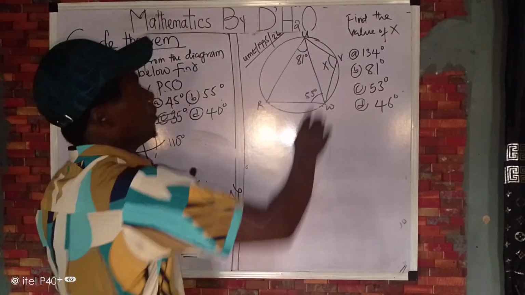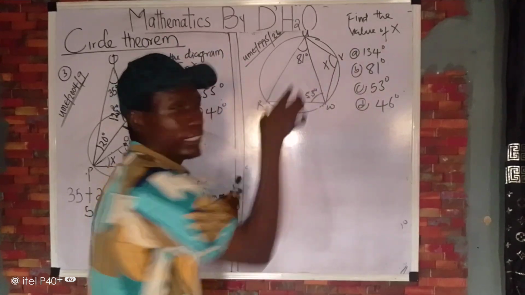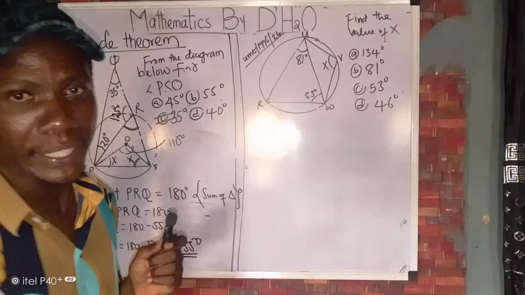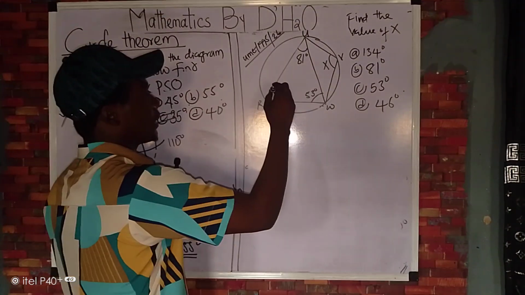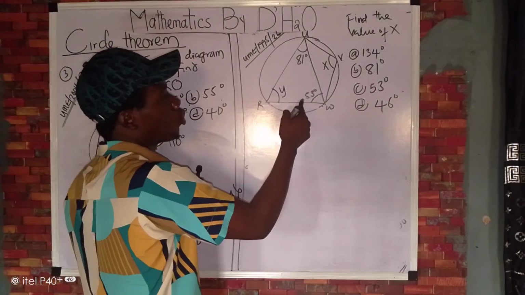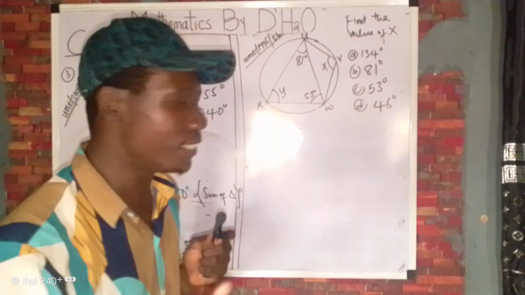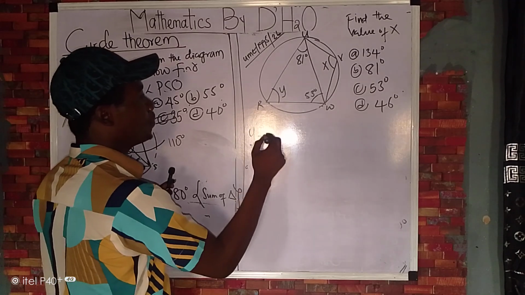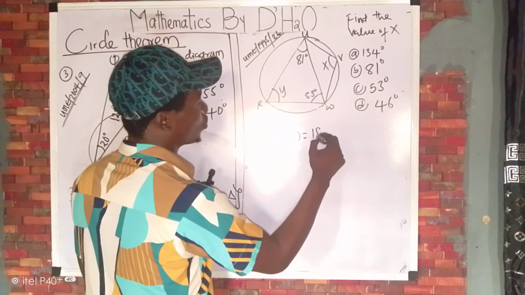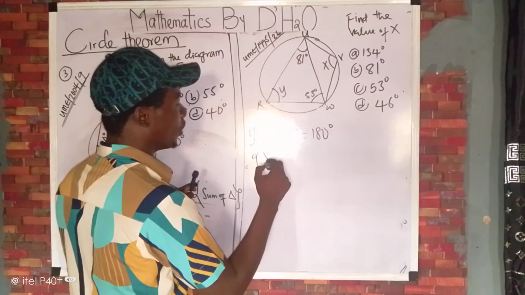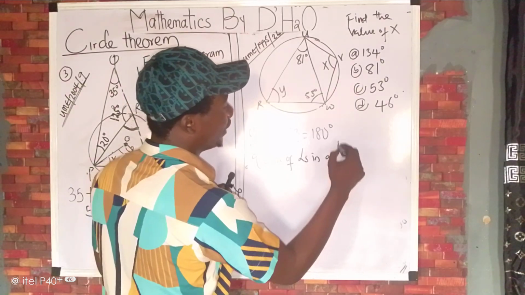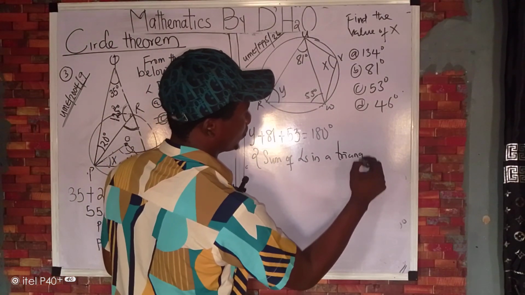Now let's quickly do the last question for this video lesson. In the diagram, find the value of X. How do we calculate the value of X? Very, very easy. Are you seeing that there's an angle here? Let's call this angle Y. This angle plus this angle plus this angle gives us 180. So we can say Y plus 81 plus 53 is equal to 180. What is your reason? Sum of angles in a triangle.